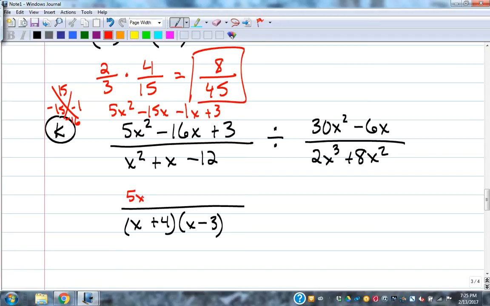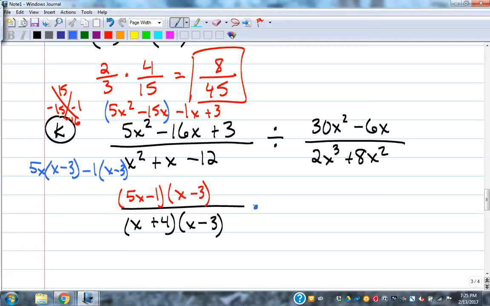That'd be 5x minus 1 and x minus 3. If you group that, it pulls out a 5x, and there's the x minus 3. The next one pulls out a -1, so that's x minus 3 left in there. So that's where I'm coming from for those factors.